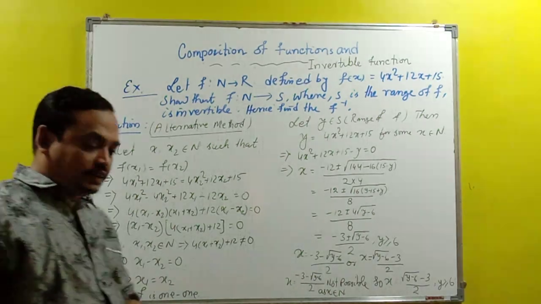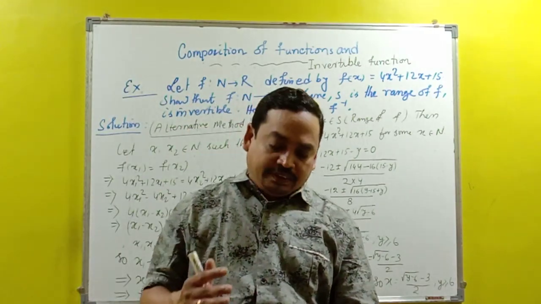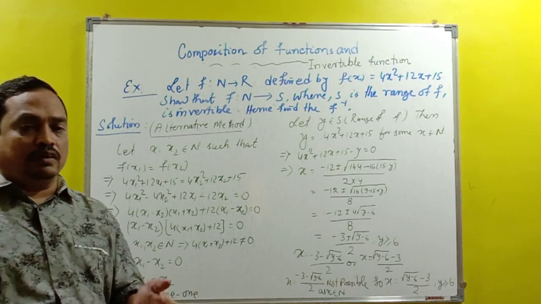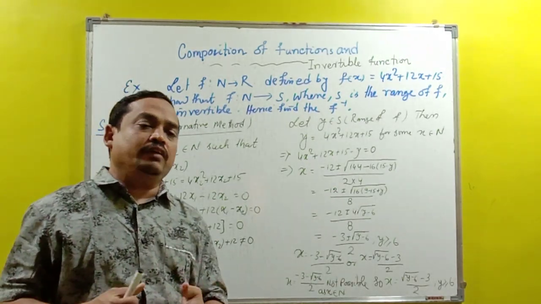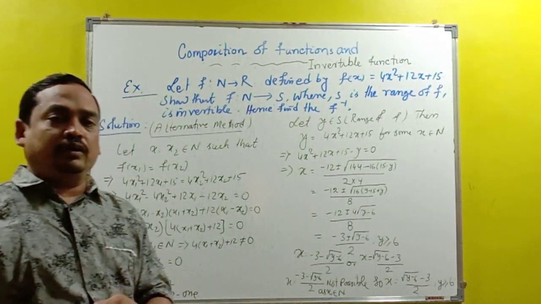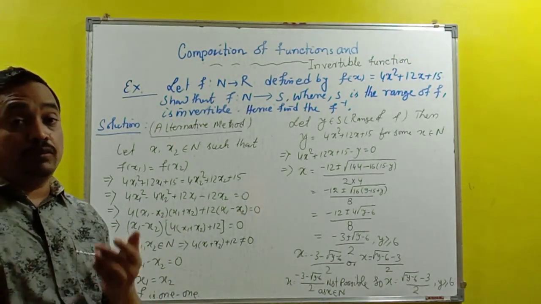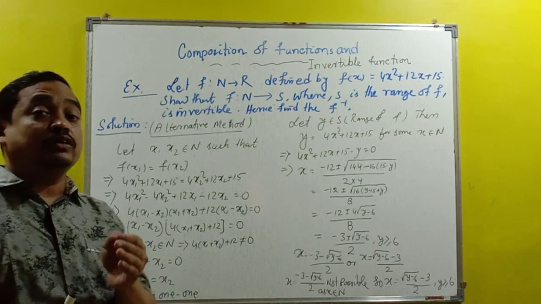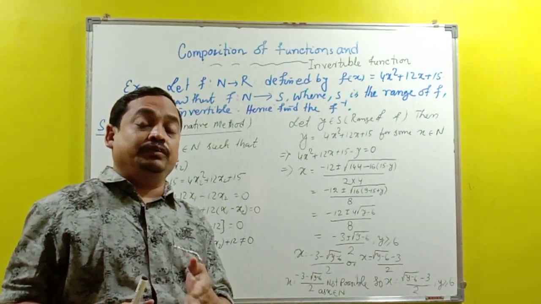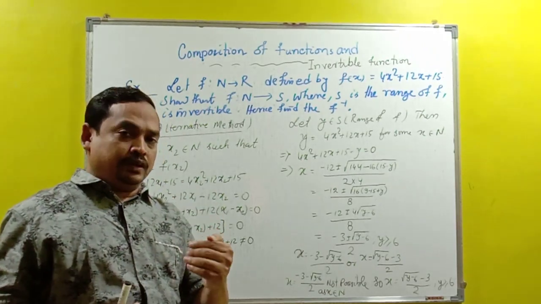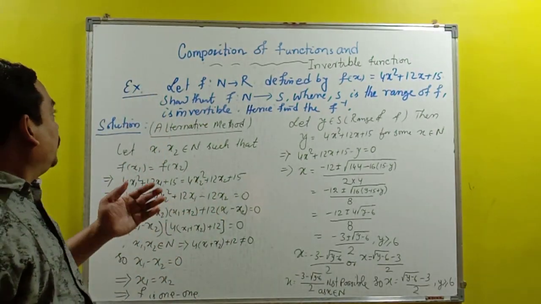Now let us discuss another example, another method. The same thing we did with g of f and f of g can be solved in an alternative method by using one-one and onto as our argument. If the function is one-one and if the function is onto, they are bijective, then the function is invertible. Here in the alternative method, just see the function.